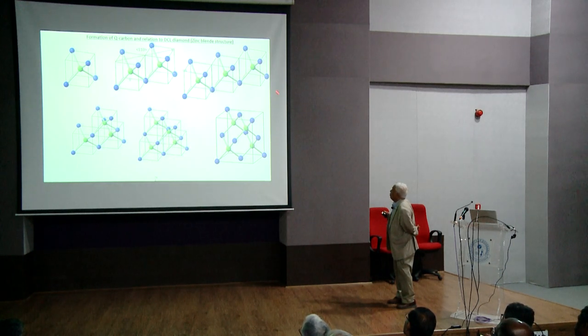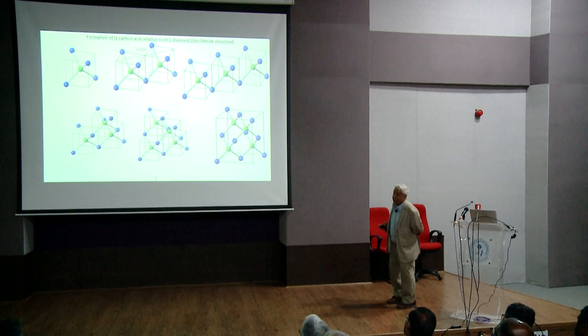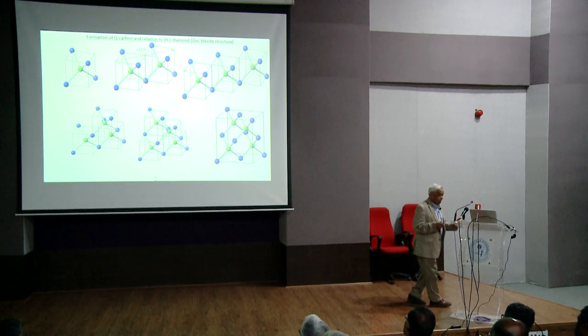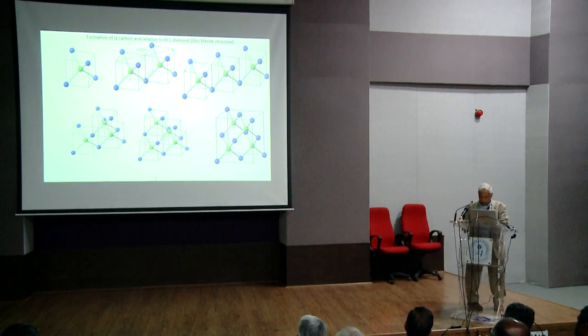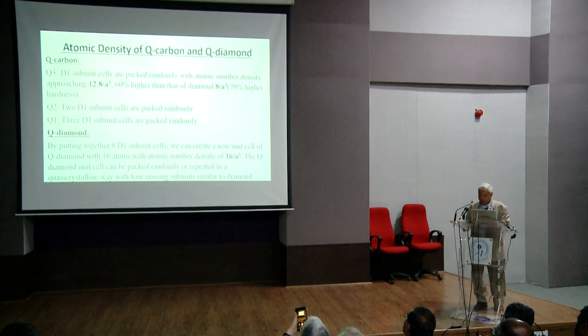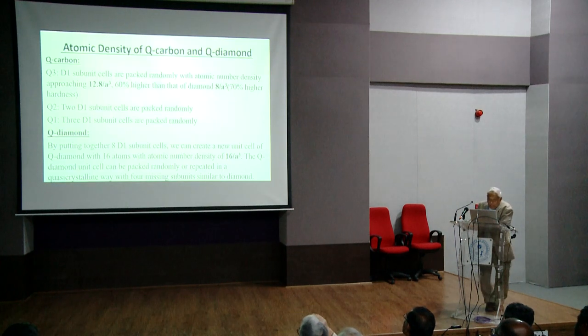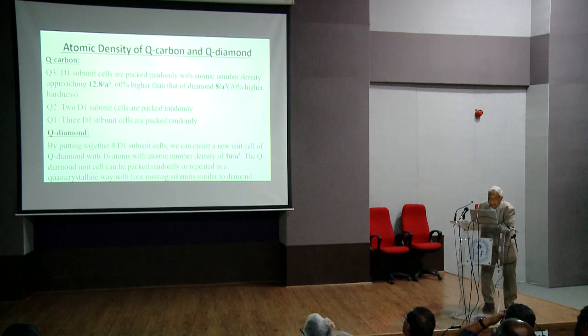You will get it when you extend it in three dimensions. But this is four atoms. This is the diamond unit cell. You can see there are four holes. So this is the Q3. It has a 60% higher number density of atoms, 12.8 divided by 8 cube, compared to diamond, which has 8 A cube.